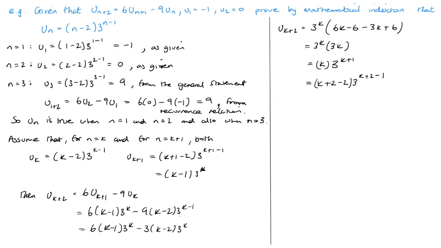And this is still k plus 2 minus 2, which is k. And the reason we're looking for that is we're looking for that k plus 2 there, which matches up to this. Now, when n is k plus 2, we got k plus 2 minus 2, which is here, and 3 to the power k plus 2 minus 1. So we've now shown that it's true for mathematical induction.